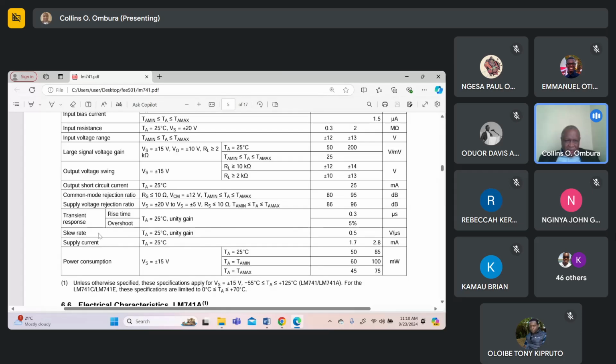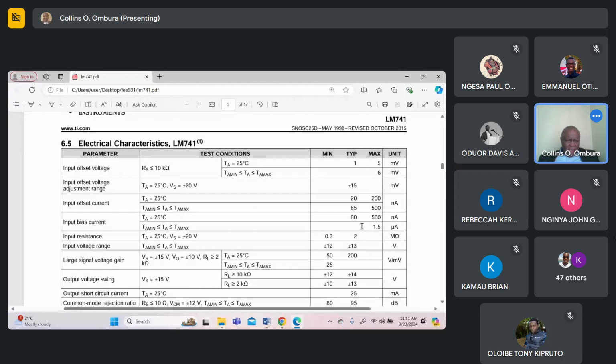Another important characteristic is the slew rate, which is about 0.5 volts per microsecond. This is the maximum rate of change that the output can rise. So you should not put in a signal which is faster than this. Otherwise, the output will not be able to follow. So this is the maximum rate of change of the output voltage, and it should not exceed this. I didn't see input offset current over here in this.